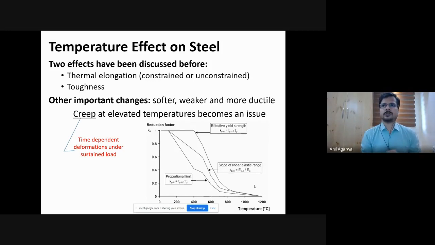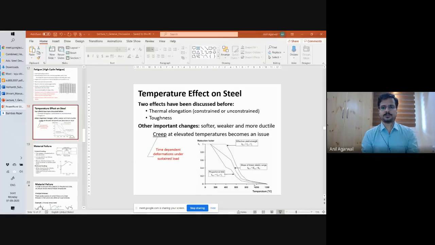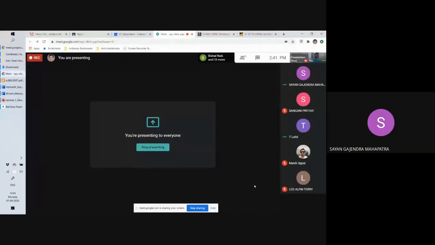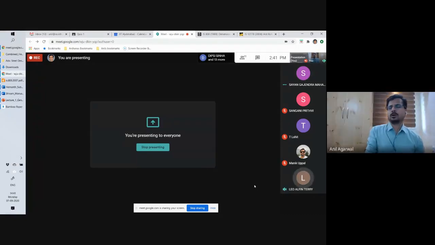Another material property of steel that depends on temperature is creep. So who can tell me what creep is? Sir, creep is the long-term deformation of the concrete. Yeah, long-term deformation of any material.